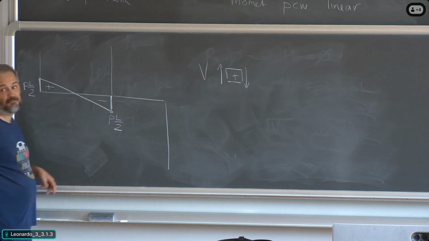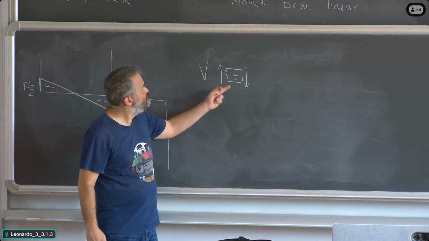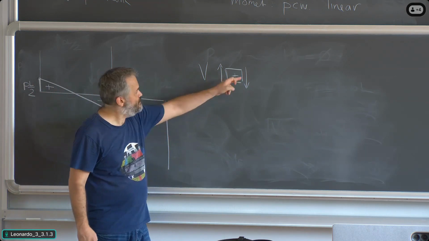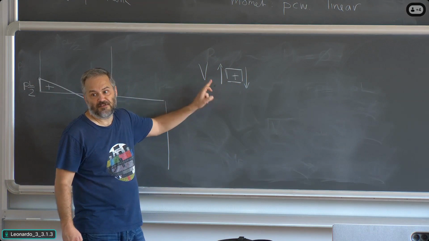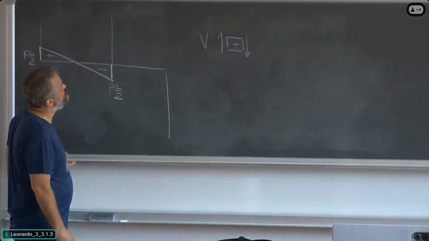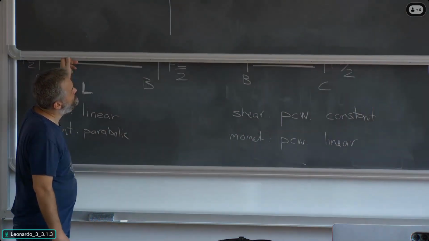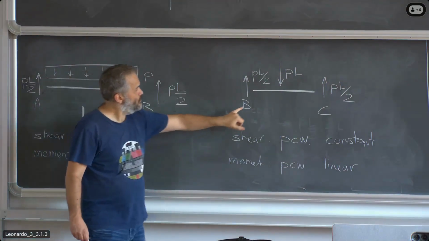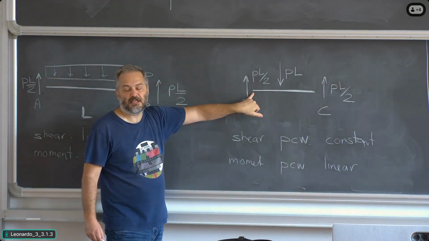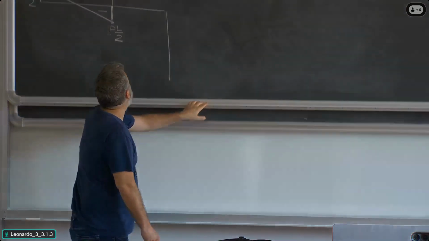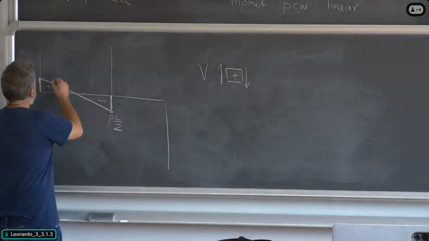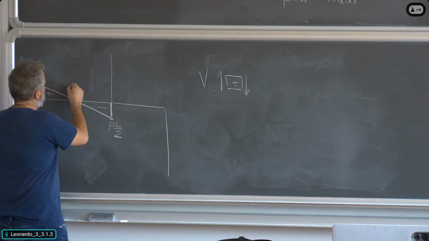Same thing for BC. Remember the conventions, left hand positive if upwards. What happens at point B in BC? It's upwards, which means, again, PL divided by 2. Same value.